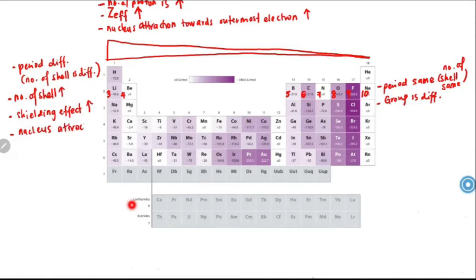decreases. Okay, how about the size? Bigger. It will be getting bigger from hydrogen to francium.